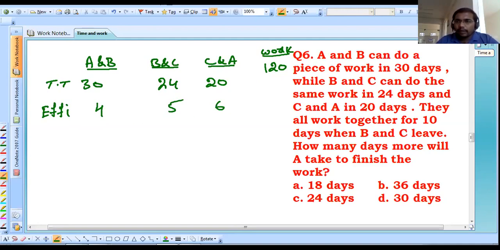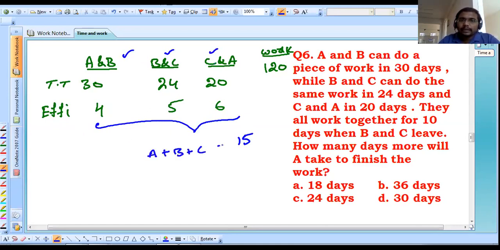In your question, they worked together for 10 days. See here. If you are adding 4, 5, 6 together, it gives you 15 units. But how many persons, A and B, B and C, C and A? 6 persons. But what we required is only A plus B plus C. If you are adding it, then what you will get is 2 times of A plus B plus C. That means A plus B plus C is what? 15 by 2.